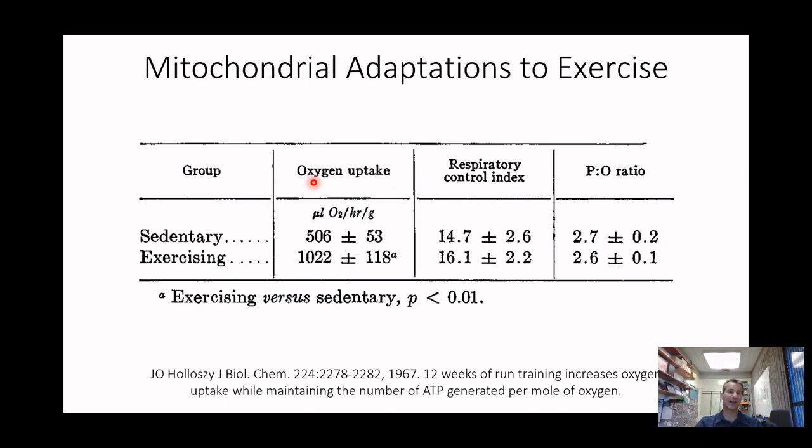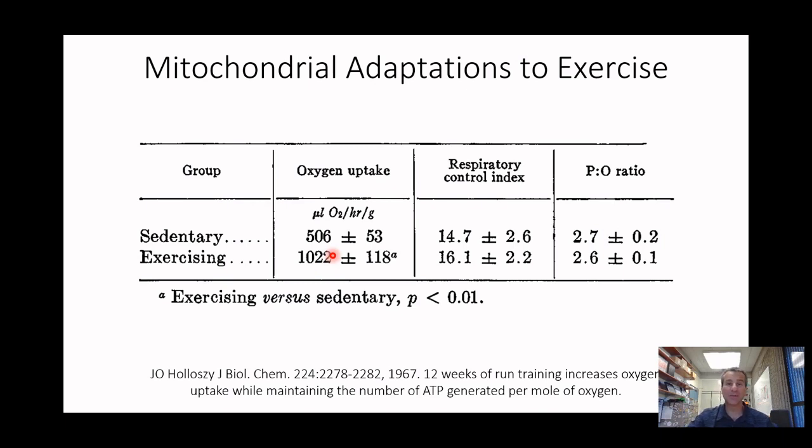Is it significant? And what he found is that when he ground up the calf muscles from sedentary mice, in this case rats, they used 502 microliters of oxygen per hour per gram of protein that he added. When he did this from muscles from exercised animals that ran for 12 weeks, what he found is he doubled the ability of that muscle to use oxygen.